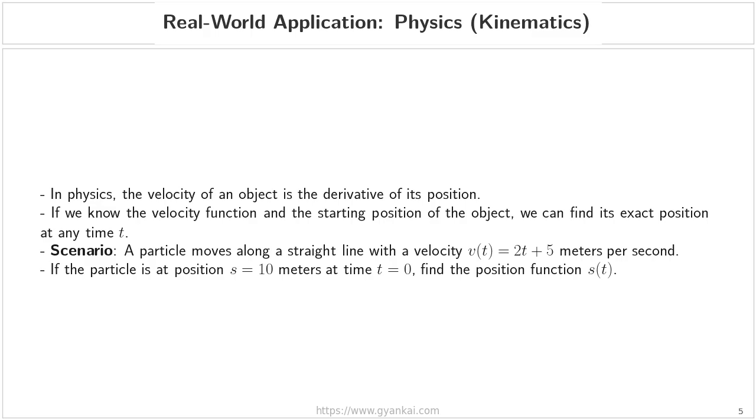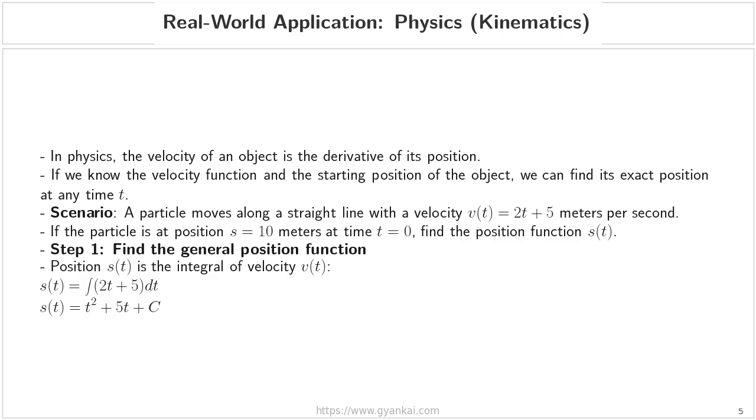We have a particle moving along a straight line, and its velocity is given by the function v of t, which is equal to 2t plus 5 meters per second. We also know that at time t equals 0, the particle is at a position of 10 meters. Our task is to find the position function, which we'll denote as s of t.